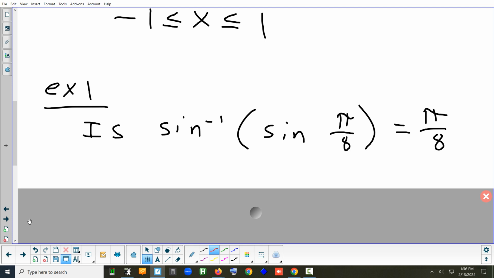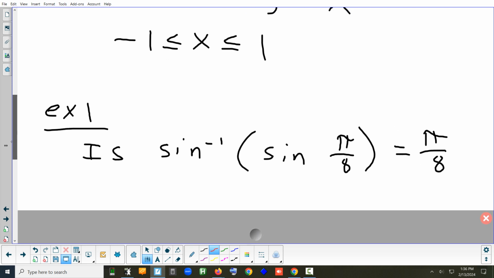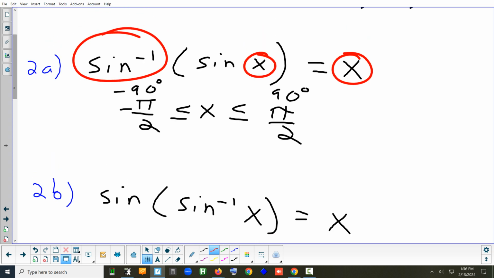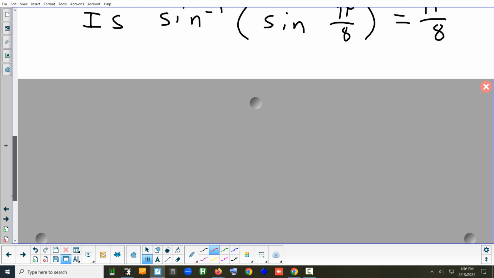All right, the inverse sine of the sine of pi over 8, will that equal pi over 8? So the answer here is basically yes or no. Which one is this more like? You've got inverse sine, then regular sine. Is it like 2a or 2b? It's more like 2a. The inverse comes first, and then the sine is on the inside. What does formula 2a say we have to stay between? -90 and 90 in degrees, and in radians? -pi/2 to pi over 2.